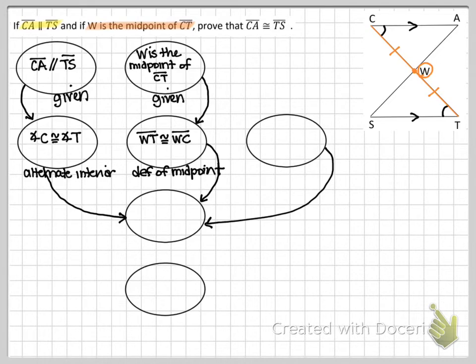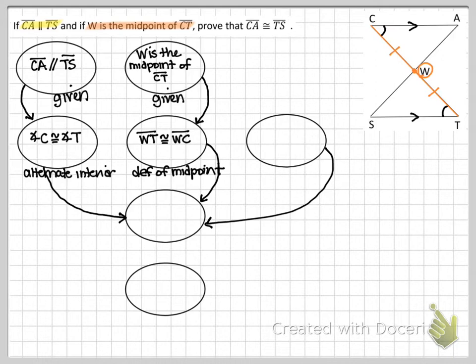Okay, let's see what else. If you take a look at this last little bubble off to the right-hand side, on this congruence row, there's nothing above this one leading into it. So that indicates to me that I'm either looking for reflexive or vertical, something I can extract from the picture without anybody giving me any information. Well, I think I've got vertical angles.